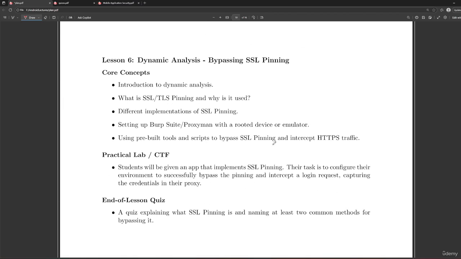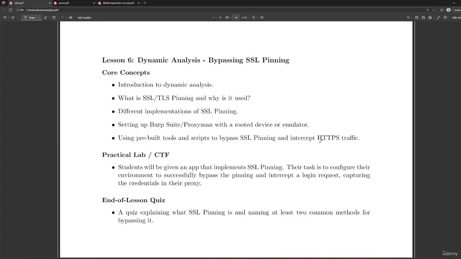And then we will do some dynamic analysis, and there will be 4 lessons about the dynamic analysis, covering different aspects of it. So it is important to understand the whole of them. In the dynamic analysis, we will start with SSL pinning. We will be talking about SSL pinning and bypass techniques, which stands for intercepting the HTTPS traffic.